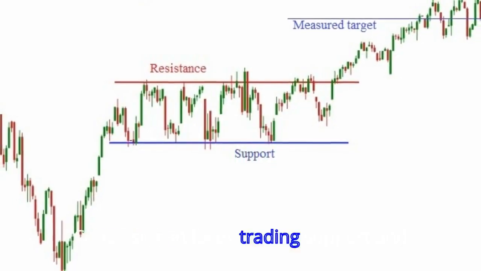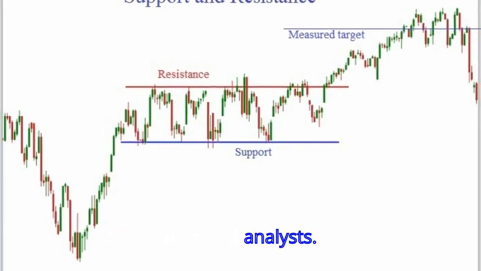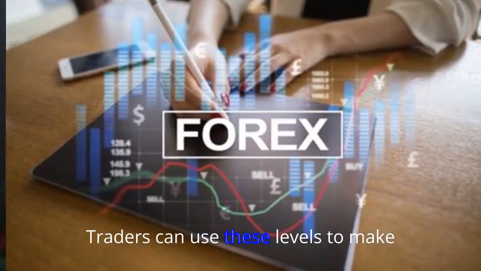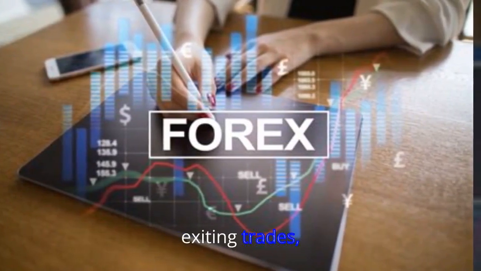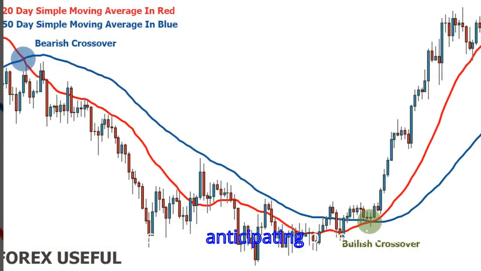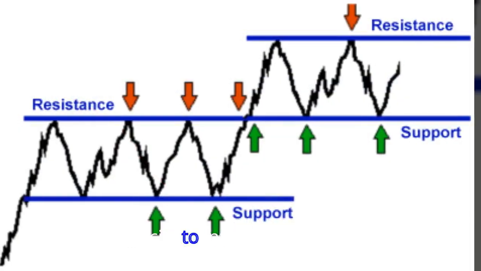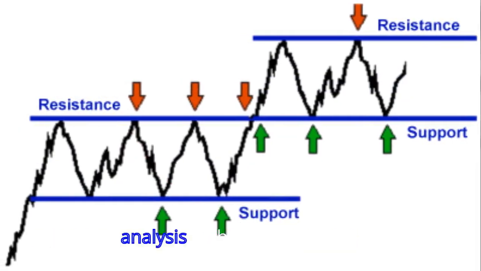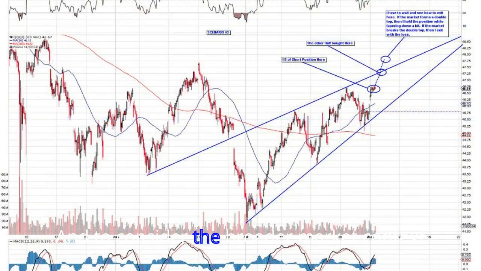Conclusion. In Forex trading, support and resistance are indispensable tools for technical analysts. Traders can use these levels to make informed decisions about entering or exiting trades, managing risk, and anticipating potential trend reversals. It's crucial to integrate support and resistance analysis with other technical indicators, and to consider the broader market context for a comprehensive understanding of price movements.